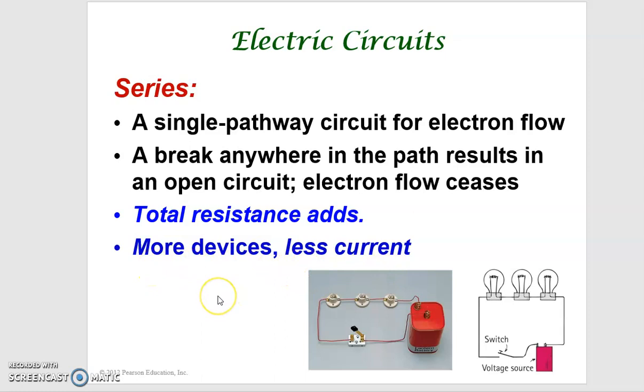More devices means bigger total resistance and less current. What do I mean by that? Based on Ohm's law, V equals I times R. Because V is the voltage across the battery, and V is the same, if you increase the resistance, which means R becomes bigger, but V is constant, then I definitely will be smaller.